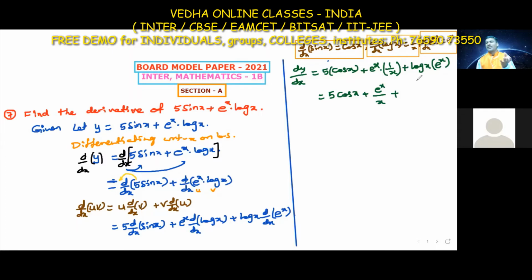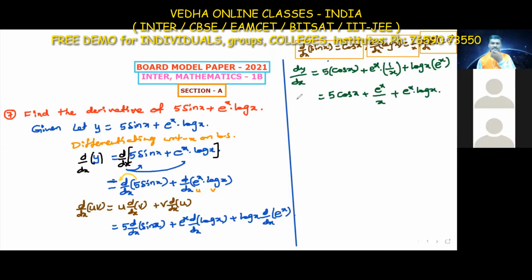Okay, plus log x into e power x, or otherwise write the e power x as coefficient and into log x. This is the required derivative. Derivative always write as dy by dx. Okay, this is the required solution. Understood? Okay, so this is the answer. So next we'll go to the next question.